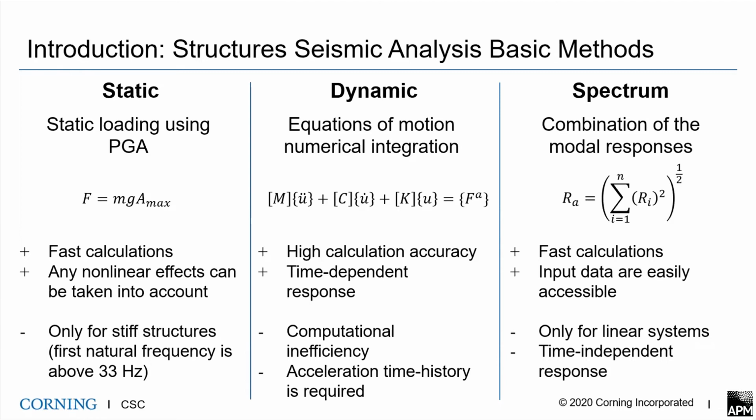And the last one is the response spectrum method. The main idea of this method is to calculate responses from each natural mode of the structure and to calculate the overall response using a certain rule. For example, as shown on the slide, the square root of the sum of squares.